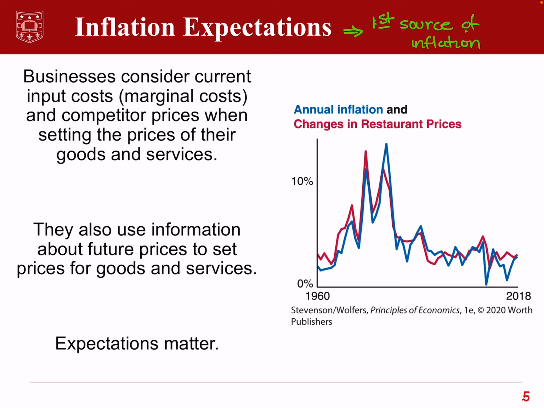And the idea here would be that as actual inflation is rising, so as we go this way, then so too are restaurant prices. And as actual inflation, on the blue, is starting to go down, then so too are restaurant prices. So these things are highly correlated. And this is what we're getting at with this idea that expectations matter.